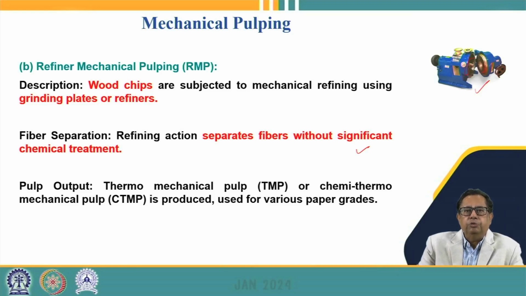And this pulp may also be generated when we go for thermo-mechanical pulp, where we use a thermal application along with the mechanical applications. Or we can also go for chemi-thermo-mechanical pulp, which is also called CTMP, where we use certain chemical treatment, and then we go for the thermal and mechanical treatment for the production of the pulp.